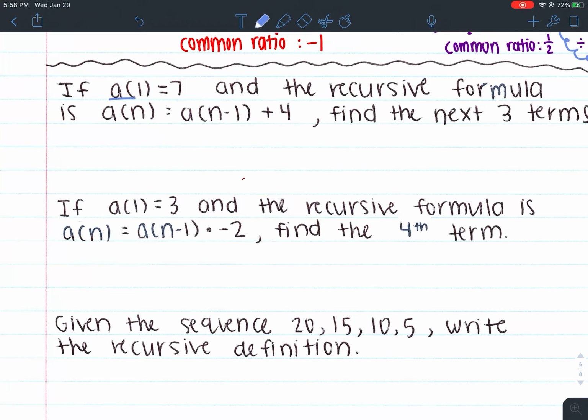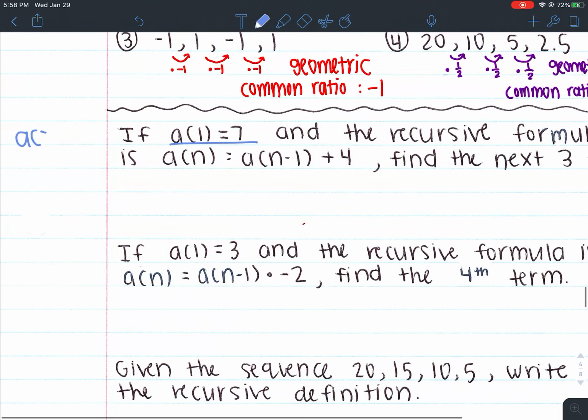They told us that a of 1 equals 7. Well, remember, what does a of 1 mean? It means the first term. A of 3 means the third term. A of 8 means the 8th term. So they told us what the very first term in our sequence is.